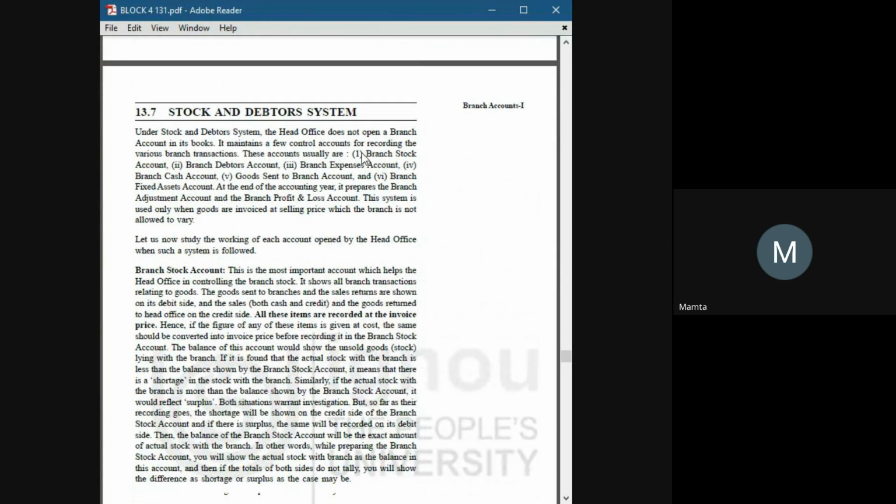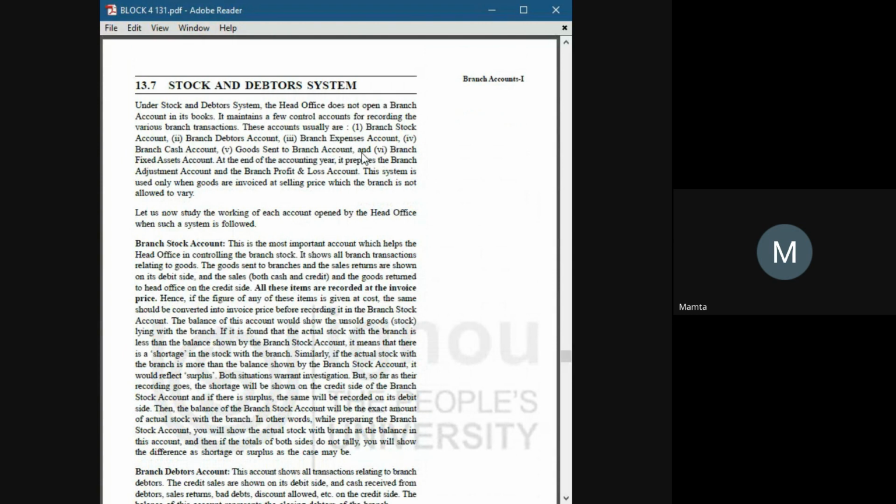Stock and debtor system. Under the stock and debtor system, the head office doesn't open a branch account in its books. Even so, it maintains a few control accounts for recording the various branch transactions.